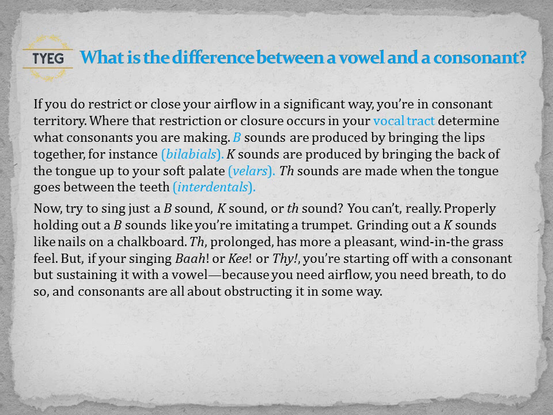Now, try to sing just a B sound, K sound, or TH sound. You can't, really. Properly holding out a B sounds like you're imitating a trumpet. Grinding out a K sounds like nails on a chalkboard. TH, prolonged, has more of a pleasant, wind in the grass feel. But if you're singing ba, or ki, or thy, you're starting off with a consonant but sustaining it with a vowel, because you need airflow, you need breath to do so, and consonants are all about obstructing it in some way.